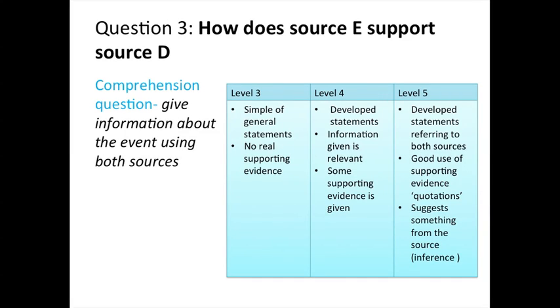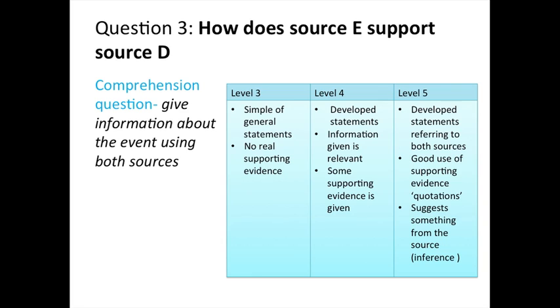The second part of this video looks at question 3, 4 and 5 in the Black Death assessment. Question 3 asked, how does source E support source D? Again, this is a comprehension question and you must give information about the event using both sources, both source E and source D.